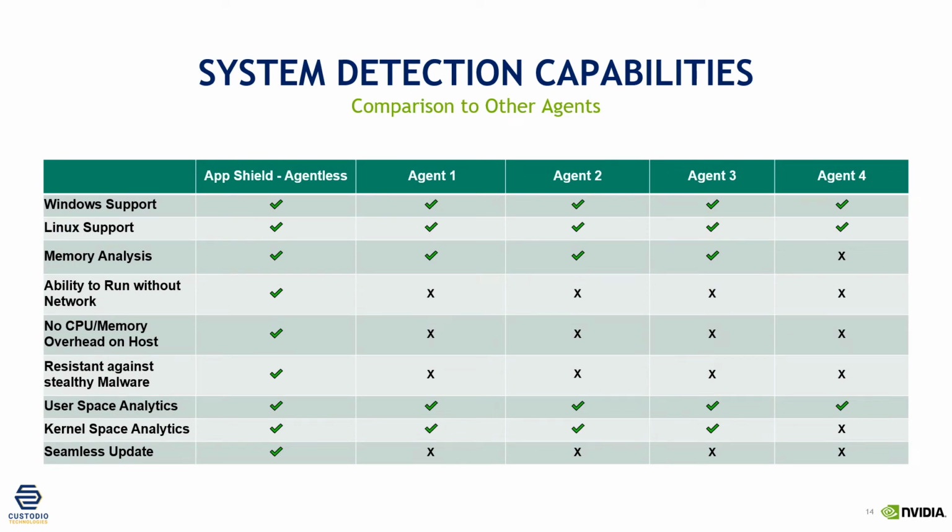In terms of system detection capabilities, Docker AppShield is able to accommodate the most widely required capabilities, while other agents have blind spots. After talking about the challenges, the solution, and Docker AppShield, I will hand over to my colleague, Alvin Cheng from Custodio Technologies, who will further explain CyVestiGO and then show a demo of an attack and our solution's capabilities in detecting and analyzing this attack.